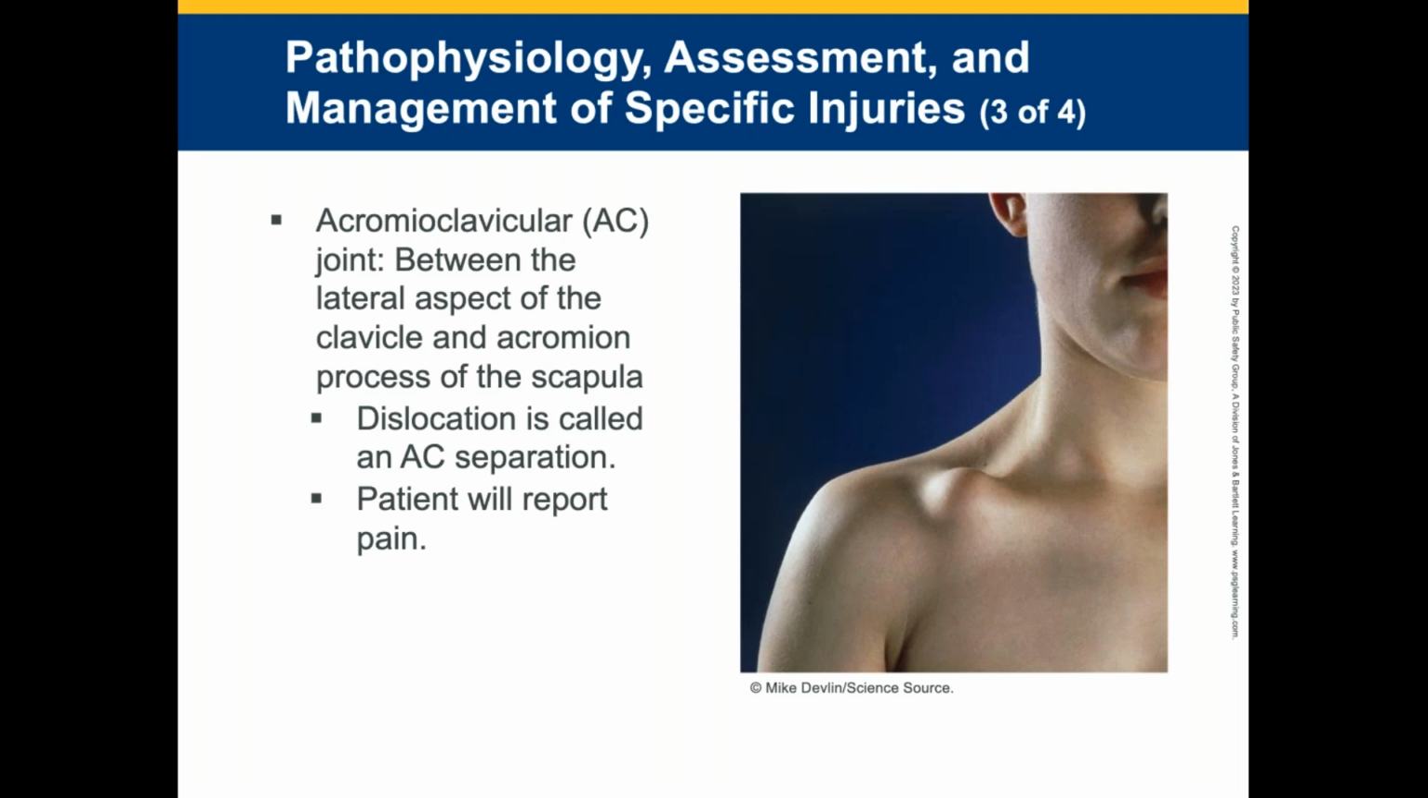The joint between the lateral aspect of the clavicle and the acromion process of the scapula is called the acromioclavicular joint, or AC joint. This frequently separates during football and hockey when players fall and land on the point of the shoulder, driving the scapula away from the outer end of the clavicle. The dislocation is often called an AC separation. So the distal end of the clavicle will usually stick out, and the patient will report pain and point tenderness over the AC joint itself. So you can see the location right there, where I circled.